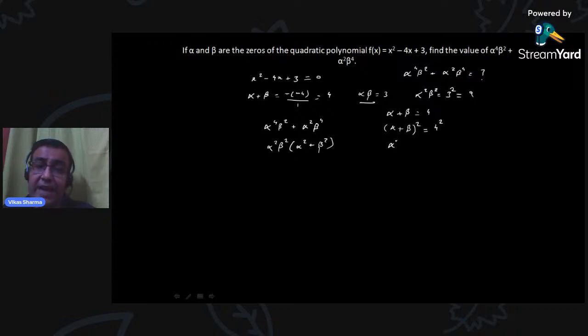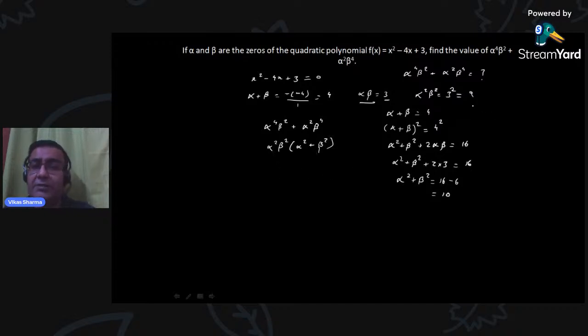So that gives us alpha square plus beta square plus 2 alpha beta is equal to 16. Now alpha beta we already know as 3. So this becomes alpha square plus beta square plus 2 times 3, which is 6, equal to 16. Now 6 goes to the other side, therefore alpha square plus beta square is equal to 16 minus 6, which is equal to 10. So we have found the value.